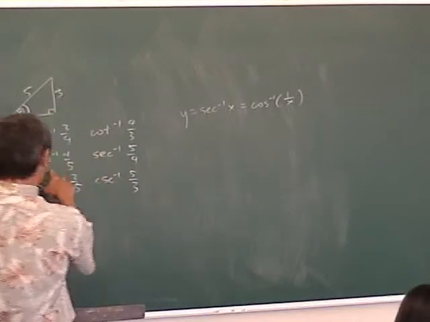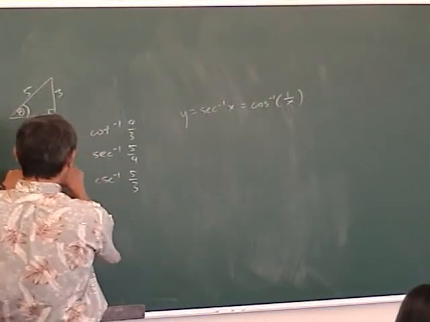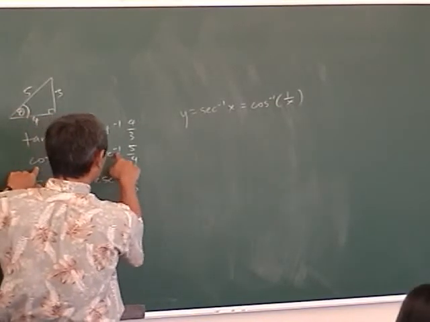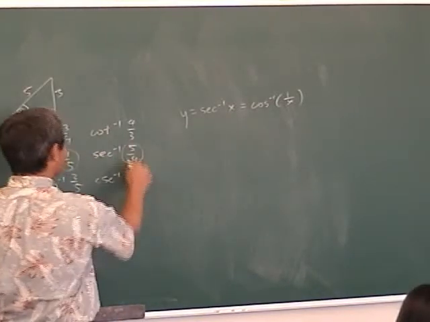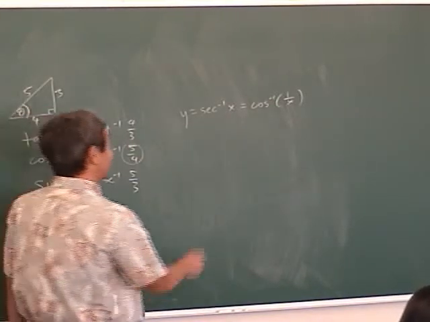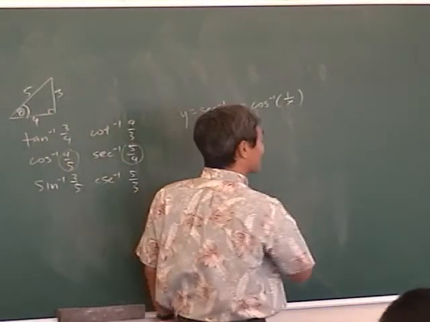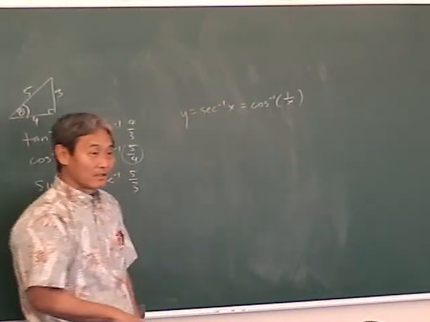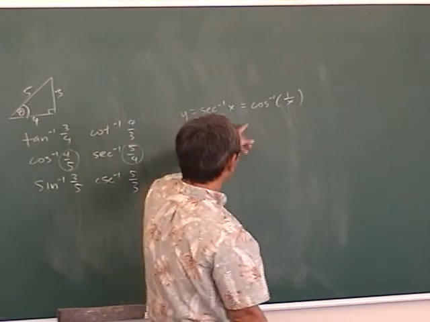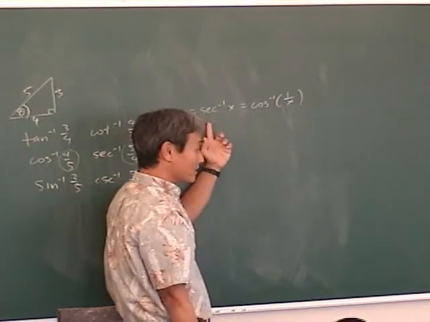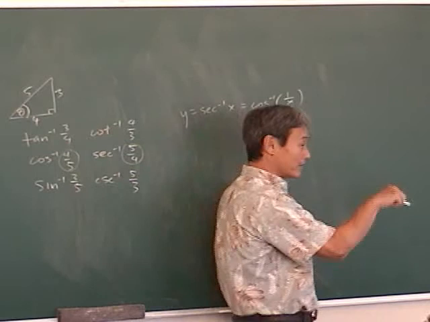Now can you see why secant inverse x is the same as cosine inverse 1/x? Look, right here. Cosine inverse 4/5 is the same as secant inverse 5/4. What's the relationship between that and that? They're reciprocals of each other. That's why secant inverse x is the same as cosine inverse 1/x. So if you want to see secant inverse on your calculator, you punch in cosine inverse 1/x.